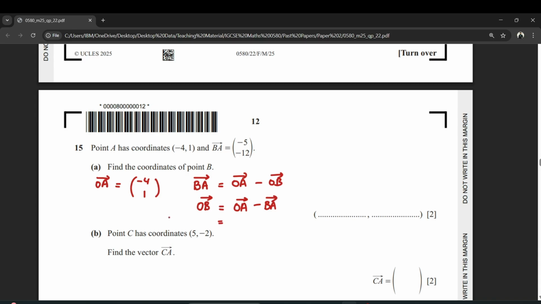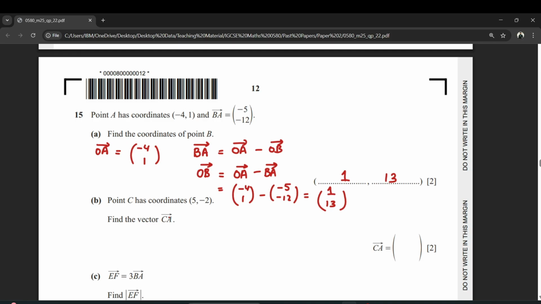Once we have got this, now we can subtract the column vectors. So minus 4 minus minus 5 gives me 1, and 1 minus minus 12 gives me 13. So my column vector is 1, 13, so the coordinates are going to be 1, 13 as well. Then it says that point C has coordinates 5, -2. Find the vector CA. We can say OC is 5, -2, and if it wants us to find vector CA, that would be vector OA minus OC.